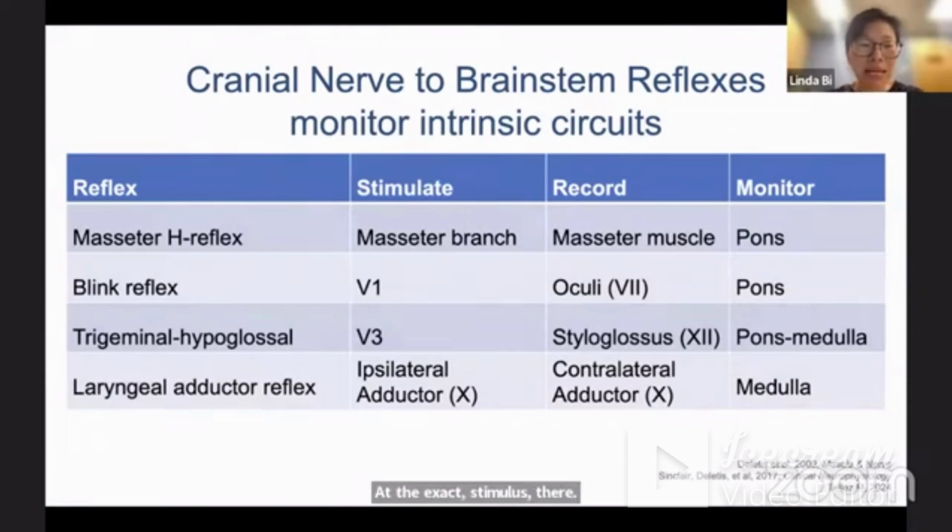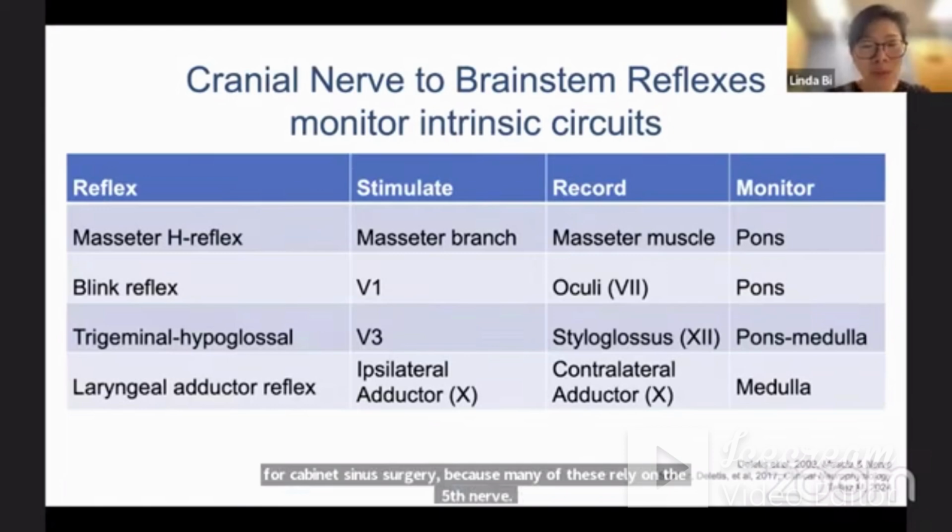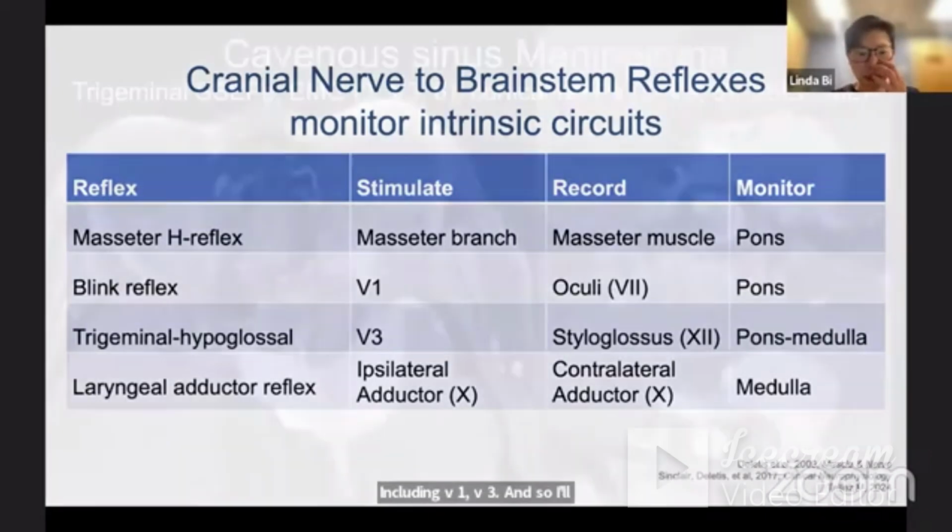Complementary to these classical techniques, I think, is an increasing experience and interest in brainstem reflexes. And this is powerful, especially for cavernous sinus surgery, because many of these rely on the 5th nerve, including V1, V3. And so I'll highlight this in an example coming up.